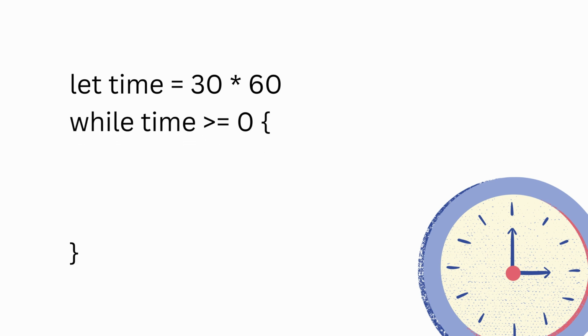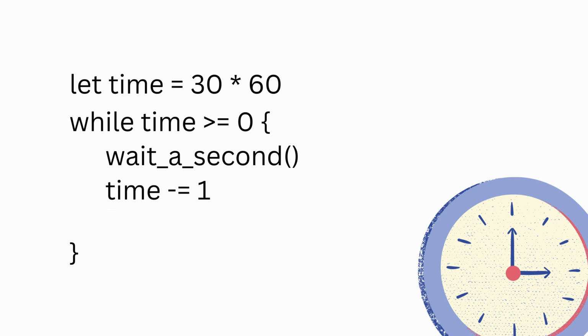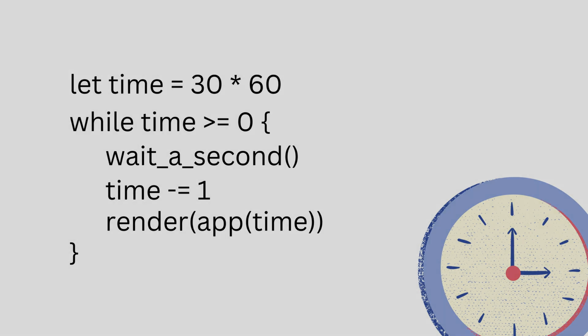Then we have a simple loop. In each iteration of this loop, we wait for a second, then we subtract 1 from our time variable, and then we render the app. For example, in a Python console application, this would be just printing out the time variable.